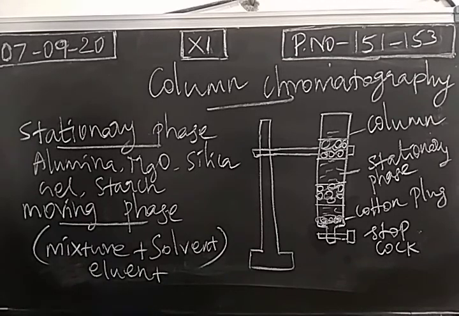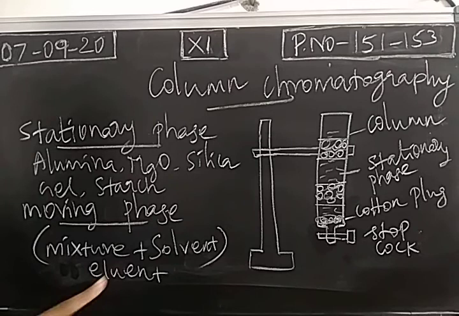So in this column chromatographic technique, we have a stationary phase, any one, and a moving phase. Just assume that two components are present in the mixture. One is the organic compound, another one is the impurity. We prepare the organic compound in the laboratory, and along with it, one impurity is there. So the mixture contains two components.